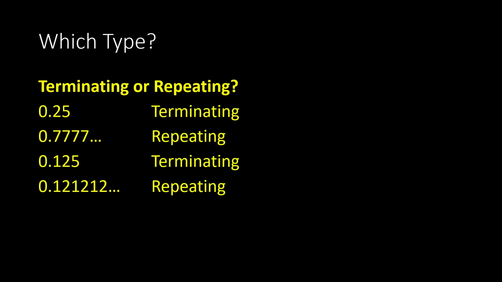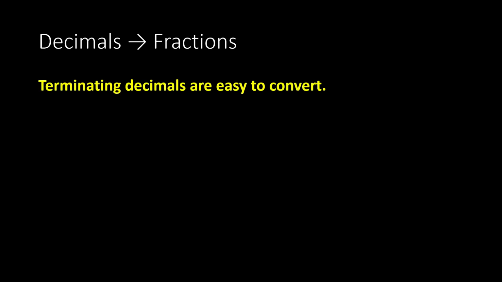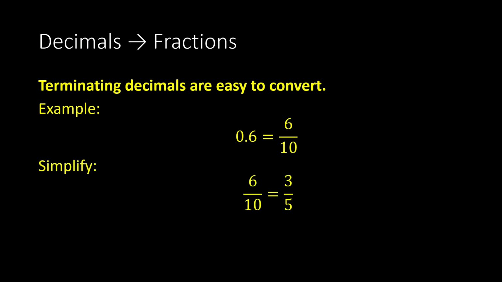Now let's take a look at converting decimals to fractions. Terminating decimals are very easy to convert. So for example, 0.6 equals 6 over 10. And then we just simplify. So 6 over 10 equals 3 over 5. We've divided top and bottom by 2. And therefore we have 0.6 equals 3 over 5.